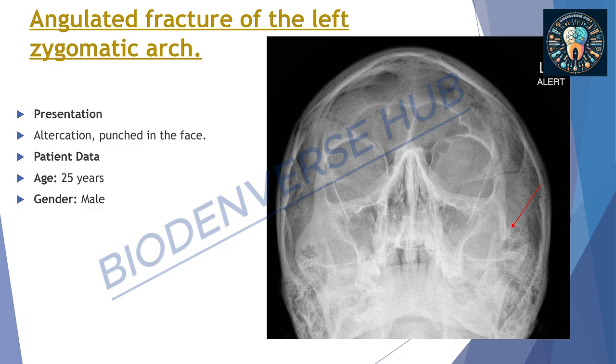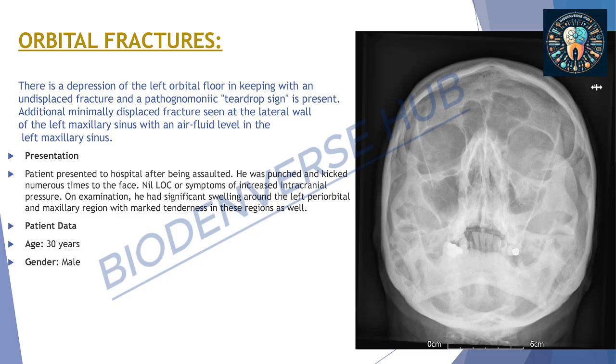So let us discuss another radiograph, again a PA view, Waters' view. In that radiograph, first of all, you need to compare both sides, the left and the right sides. Then check for the alignment along the Campbell's lines. In that, you can see that the right side is quite normal, and there is a depression of the left orbital floor in keeping with an undisplaced fracture, and a pathognomonic teardrop sign is present.